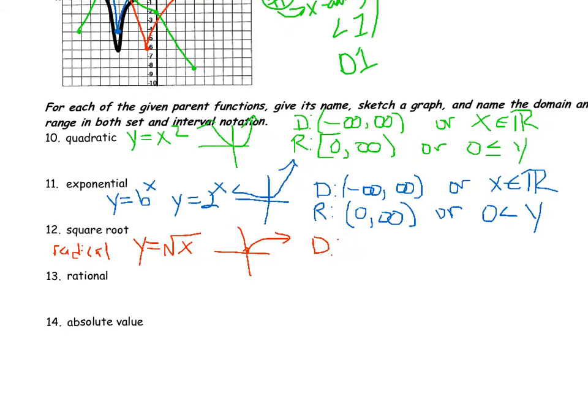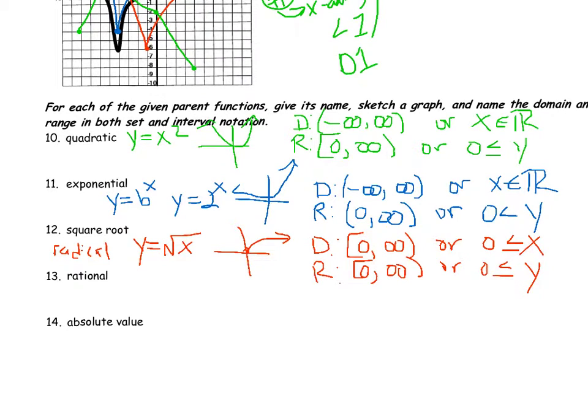Domain, because it starts there at 0, 0, is 0 with a bracket to infinity. Farthest left is 0, farthest right is infinity, or 0 less than or equal to x. Our range is going to be the same thing because going low to high, it starts at 0, includes it, and keeps continuing up to infinity.